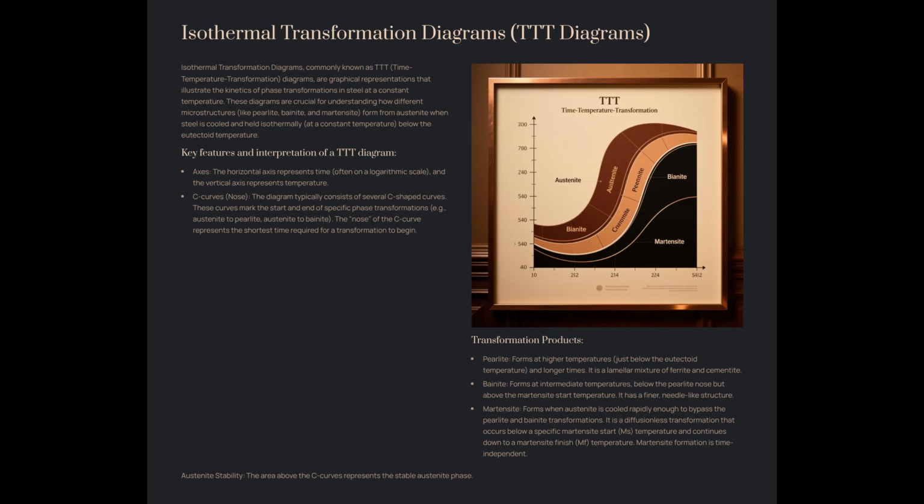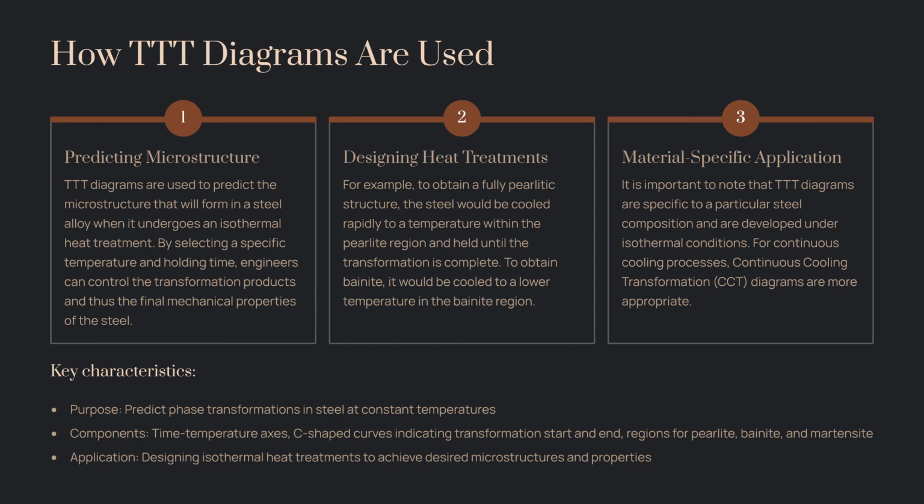Cooling curves superimposed on TTT diagram. While TTT isothermal transformation diagrams are developed under isothermal conditions, constant temperature, they can be used to approximate the microstructures formed during continuous cooling processes. By superimposing cooling curves onto the diagram, we get a visual representation of how different cooling rates affect the transformation products of austenite. How it works.